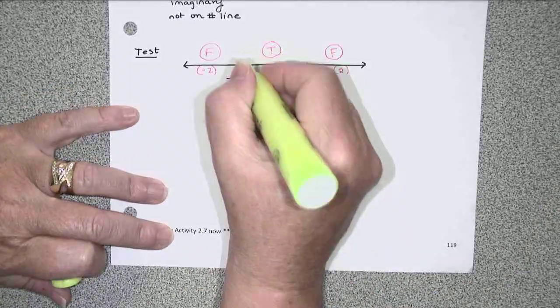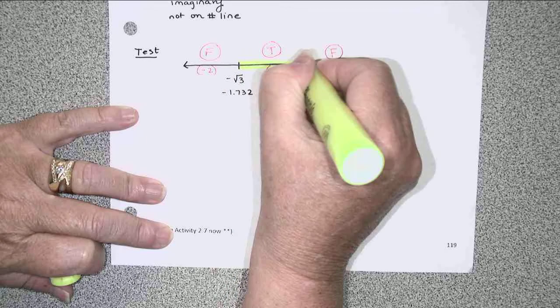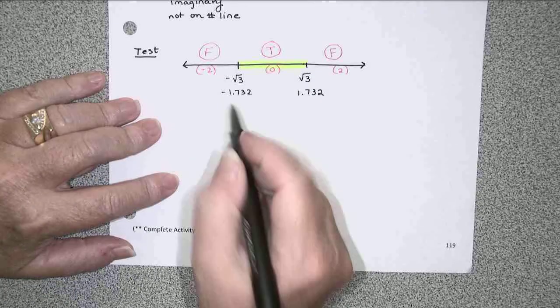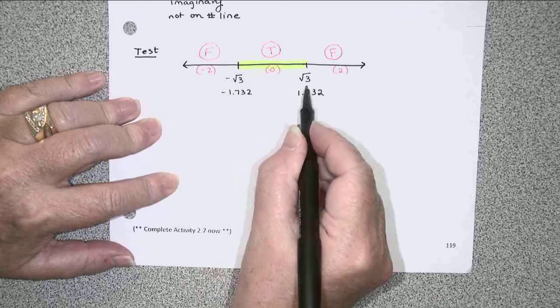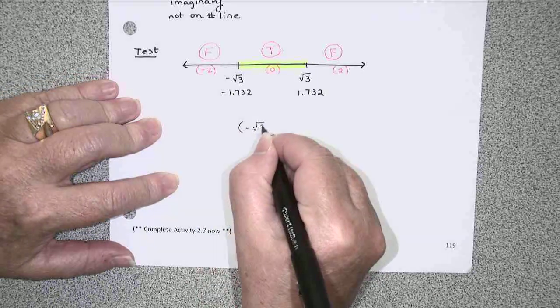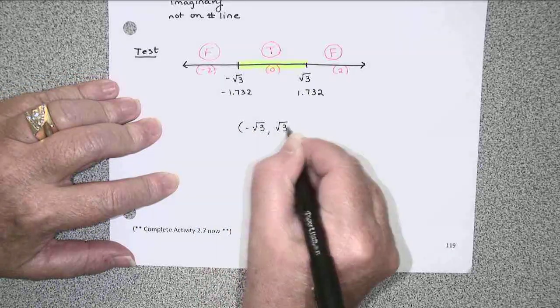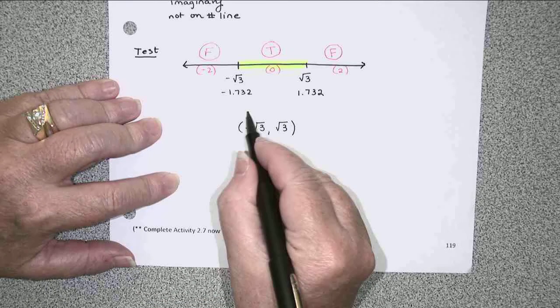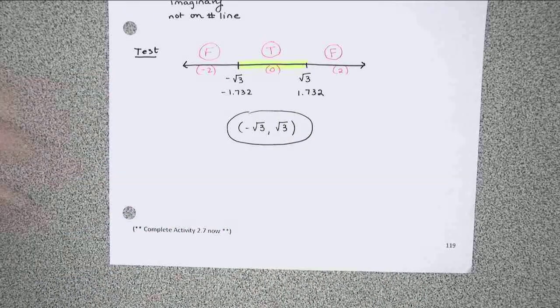My answer to this then is just that one little interval going from the negative square root of 3 to the positive square root of 3. I am using parentheses rather than brackets since it was just less than 0, not less than or equal to 0. All right, that wraps up this section.